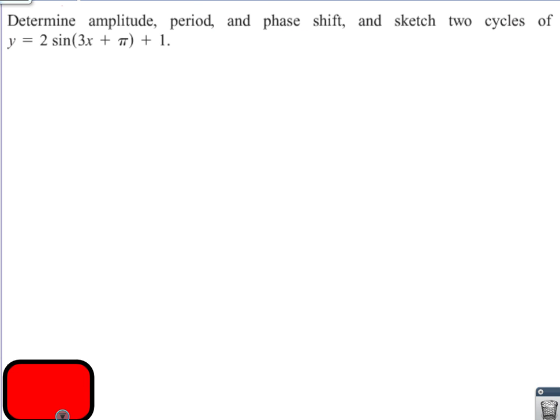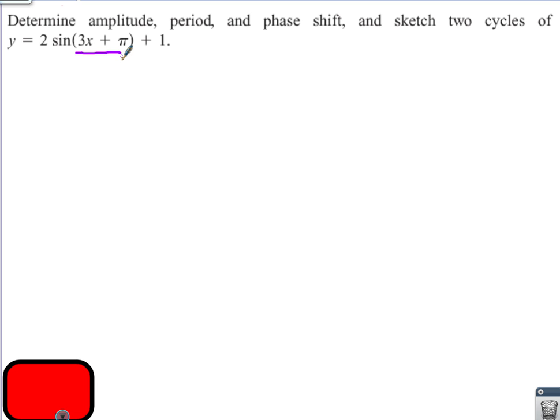So let's put them all together, right? Determine the amplitude, period, and phase shift and sketch 2 cycles of this function. y equals 2 times sine of (3x plus pi) plus 1. I don't know, we told you about this before. I just want to remind you about it. We got a problem right here.